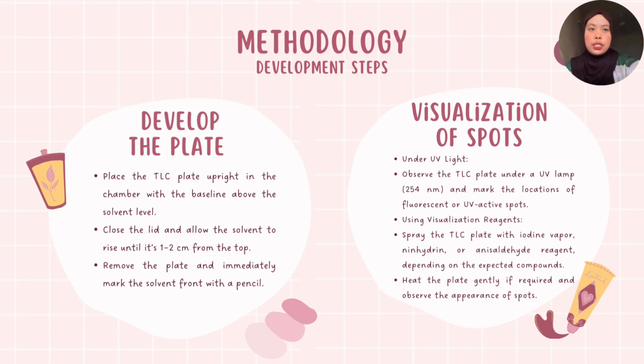The second one is visualization of spots. Under the UV light, we need to observe the TLC plate under a UV lamp, which is 254 nm, and mark the location of the fluorescence or UV active spots. Next, using a visualization reagent, spray the TLC plates with iodine vapor, ninhydrin, or any aldehyde reagent, depending on the expected compound. Heat the plate gently if required and observe the appearance of spots.